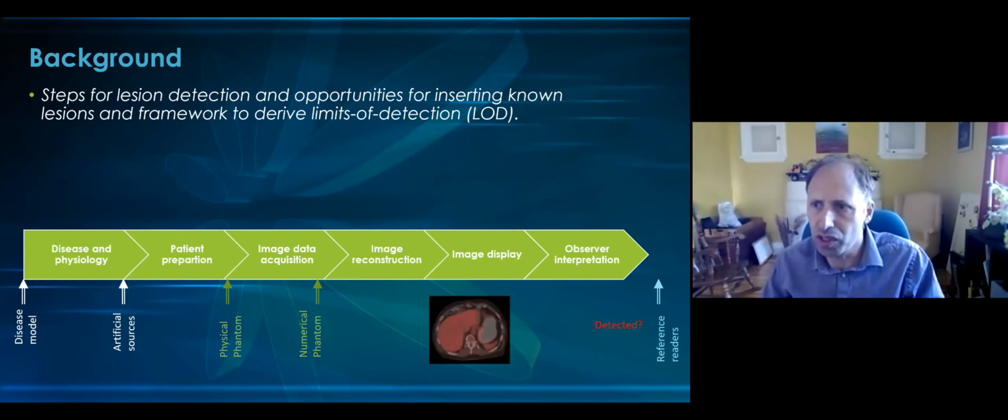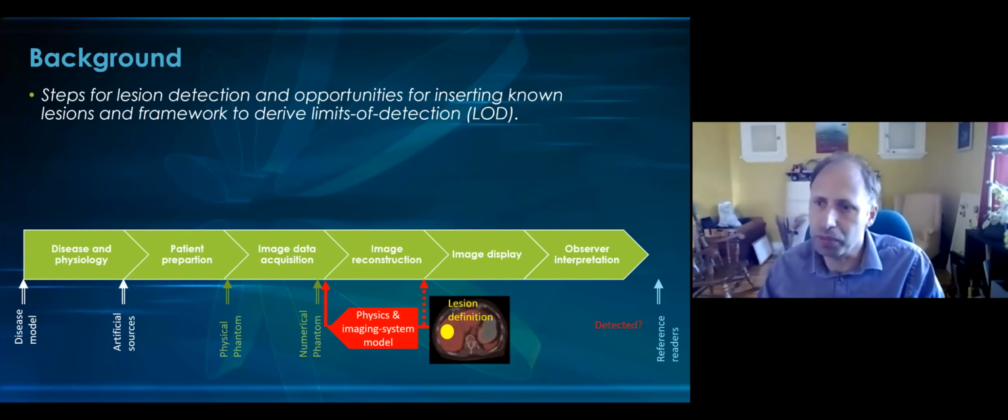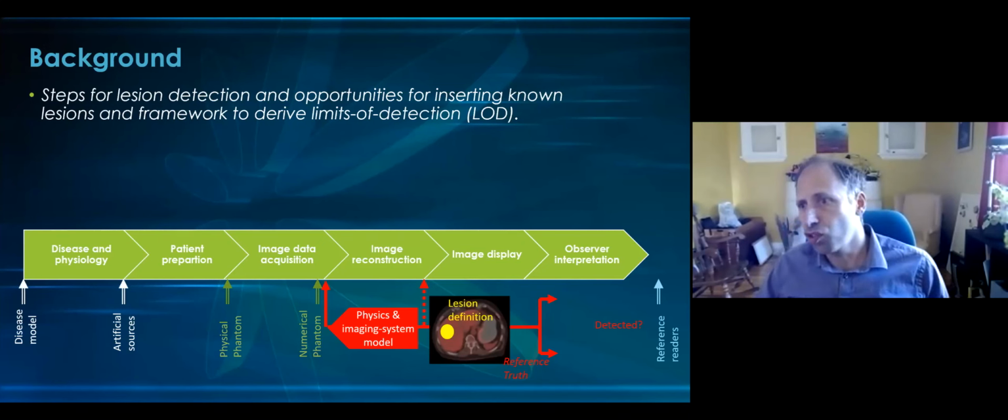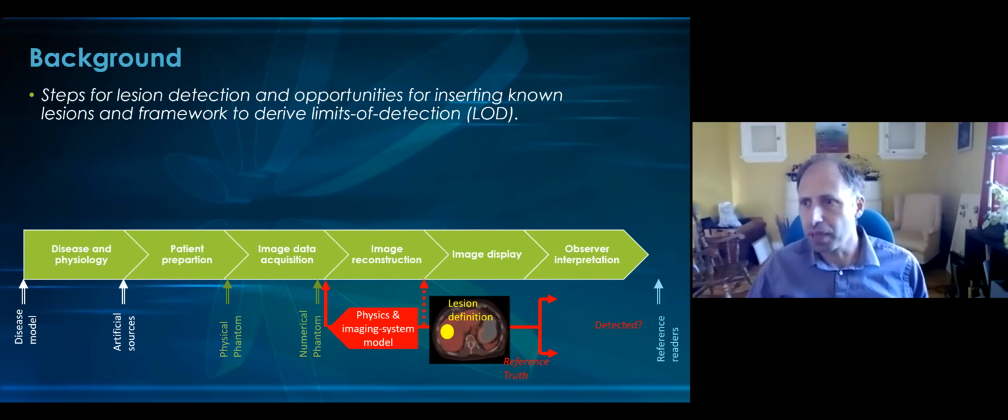We want to introduce synthetic lesions that are well characterized into real patient images. And we start by taking patient images, defining where we want the lesion and what characteristics it has. And then we apply some sort of modeling of our imaging system in order to generate synthetic data of that lesion that is incorporated with the patient's data and then is processed through to generate an image that has the lesion embedded in it. The benefits of doing it this way is that we also know everything about the lesion. So we have a reference truth.